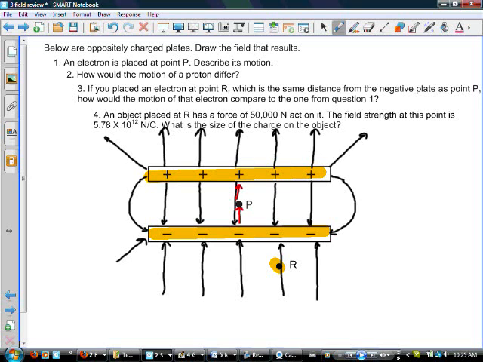Right. For point P, for those of you that missed that, the electron is being repelled by this negatively charged plate, and it's being attracted by this positive plate. So there's two forces acting on it. Here, it's only being repelled by the negative plate. And because it's the same distance from the negatively charged plate as P, it should have the same amount of force from this negative plate. But for P, there's the extra force from the positive plate. So the field should be stronger there. So this one would accelerate at a slower rate.